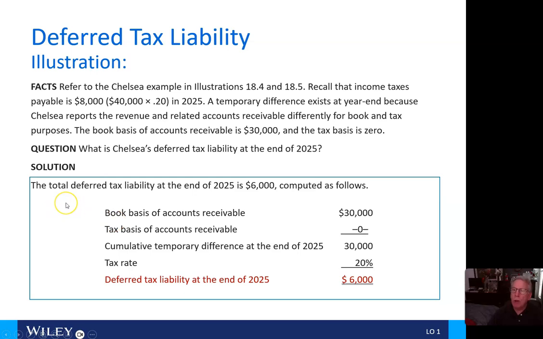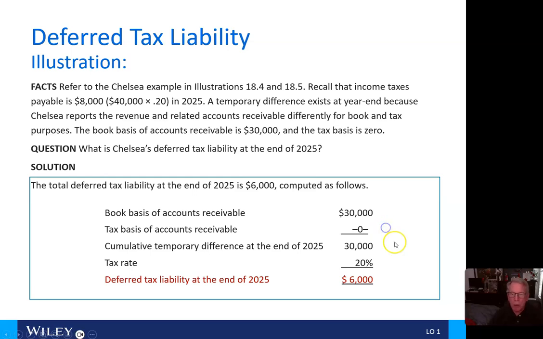So we're going to refer to the Chelsea example again, and we see that we have this temporary difference that exists at year end because Chelsea reports the revenue and related accounts receivable differently. The book basis is $30,000 and the tax basis is zero. So what is Chelsea's deferred tax liability at the end of 2025? And the total deferred tax liability at the end of 2025 is $6,000.